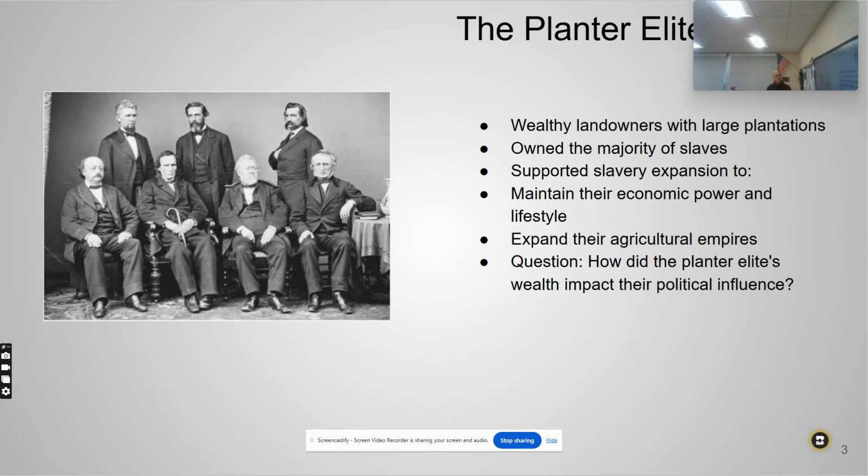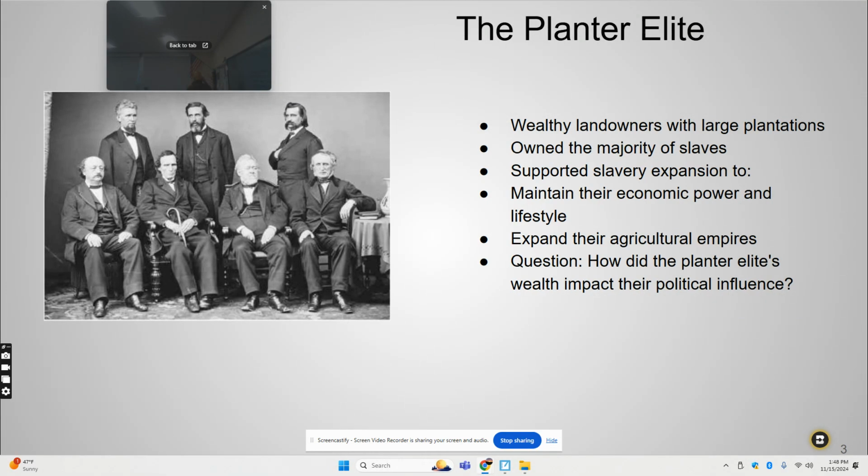Okay? Let's look at the planter elite and talk a little bit about what the planter elite was like. We're on topic 11.3, slide 3. The planter elite are going to be considered your wealthy landowners, and they own large plantations. Now, technically, anyone would be considered part of the planter elite if you own 20 or more slaves. You would be considered part of the upper crust of society if you own 20.